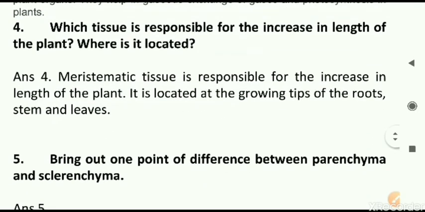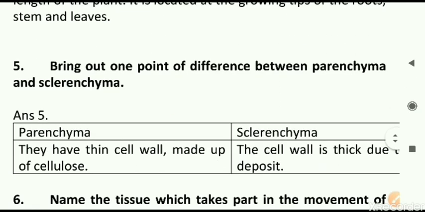Question number 4. Which tissue is responsible for increase in length of the plant and where it is located? So length is increased by meristematic tissue, and where it is located? It is located at the growing tips of the roots, stem and leaves. Question number 5. They have asked one point of difference. Any one difference you can write of the parenchyma and sclerenchyma. So simple difference you have written.